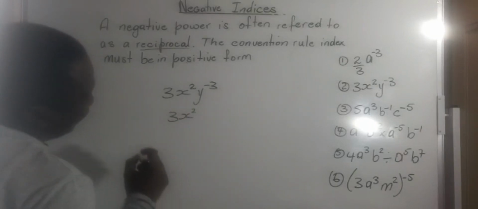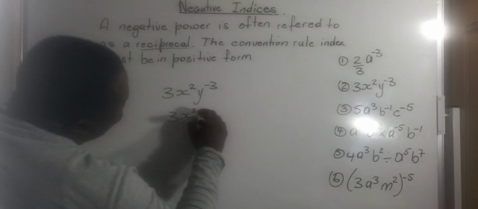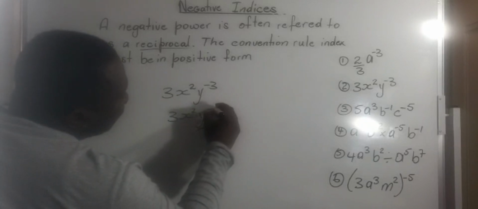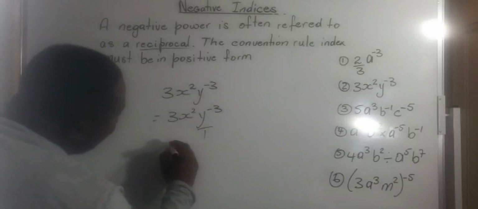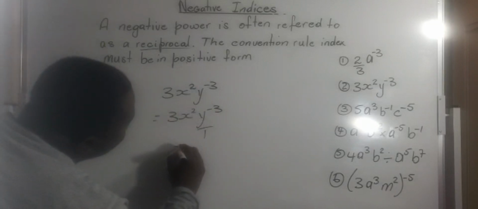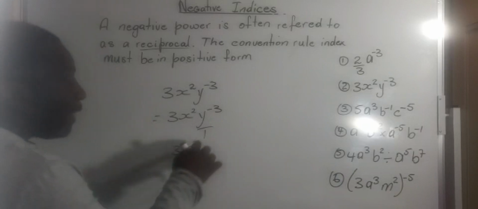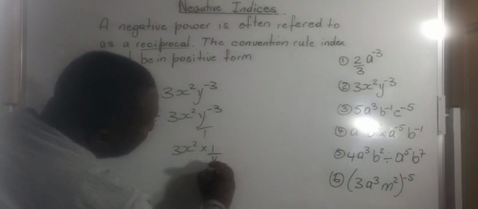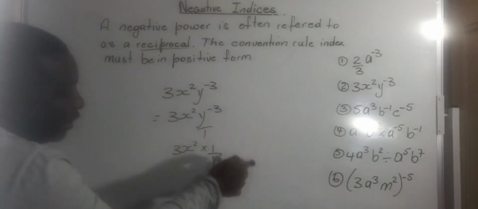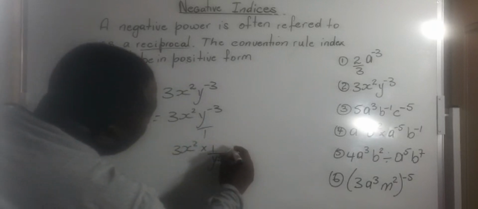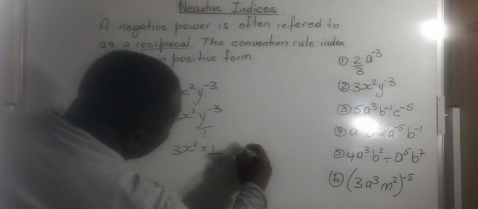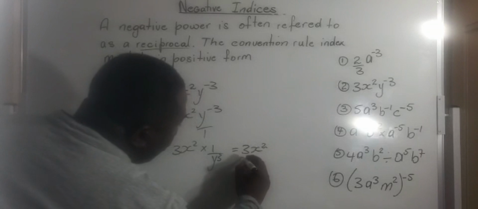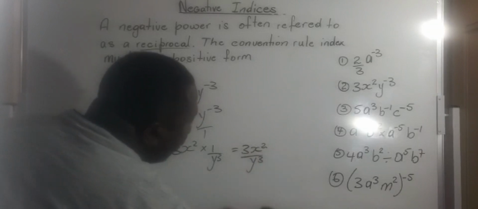3x squared, right? Y, I may just put this over 1 times negative 3. Therefore, keep the positive, and I keep the positive 3x squared. Now this is what I'm going to be flipping, times 1 over y to the third. So the reciprocal of negative 3 is positive 3. If I multiply across here, our final outcome is going to be 3x squared over y to the third.